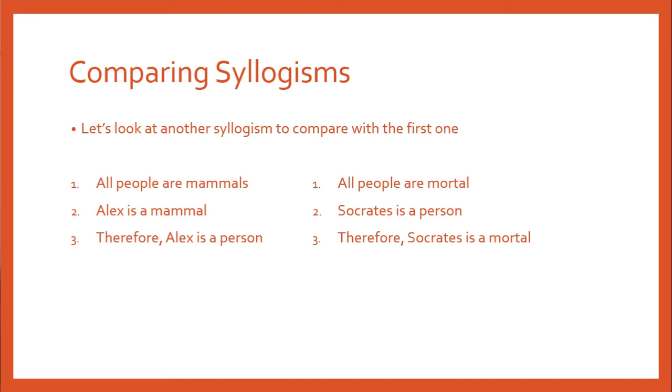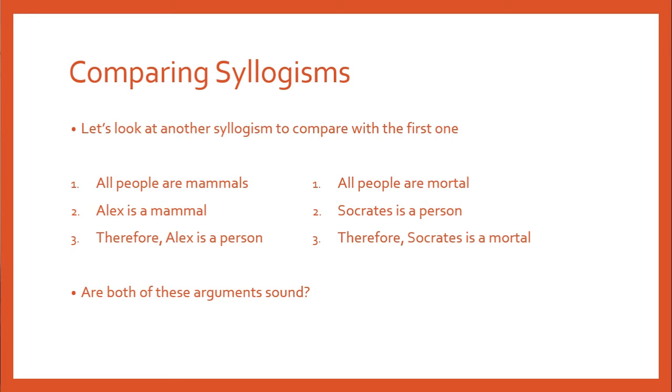And our second claim, Alex is a mammal. Let's just say, yes, Alex is a mammal. We're not going to pretend Alex is the name of a snake or a chair or something like that. So we're going to say Alex is a mammal for this example. Does that lead to a conclusion where Alex is a person? Right, so are both of these arguments sound? Right, that means valid and true.